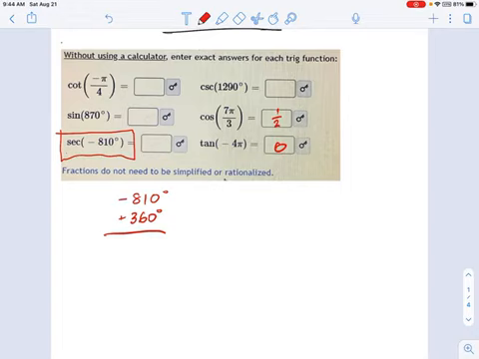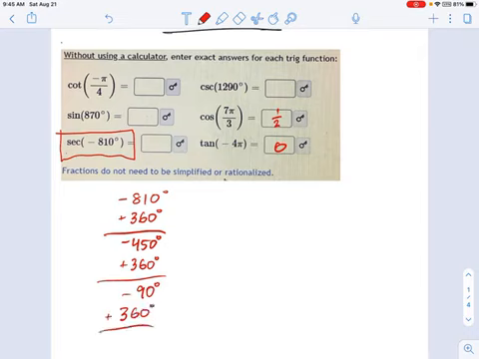So let's see, calculator time, negative 810 plus 360 is negative 450 degrees. Still not on the unit circle, so I'm going to add another spiral. And that gives me negative 90 degrees. Still not on the unit circle, so let's add another spiral. Plus 360. And that gives me 270 degrees.